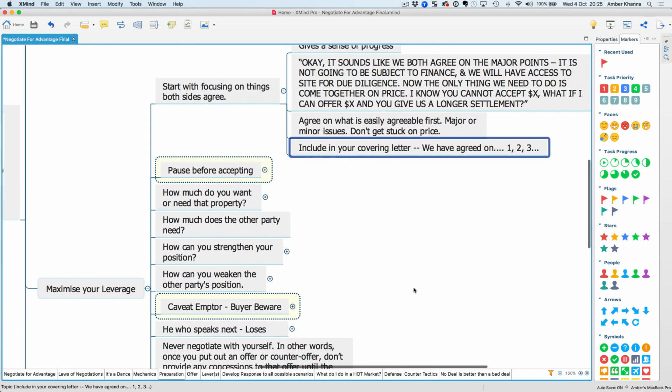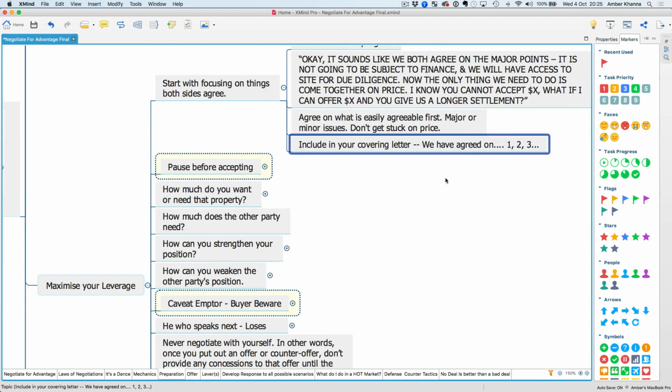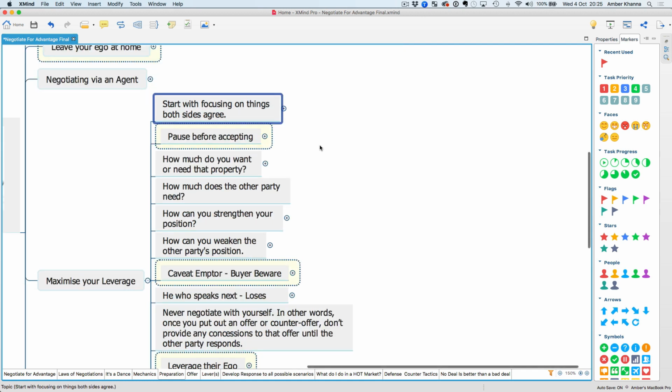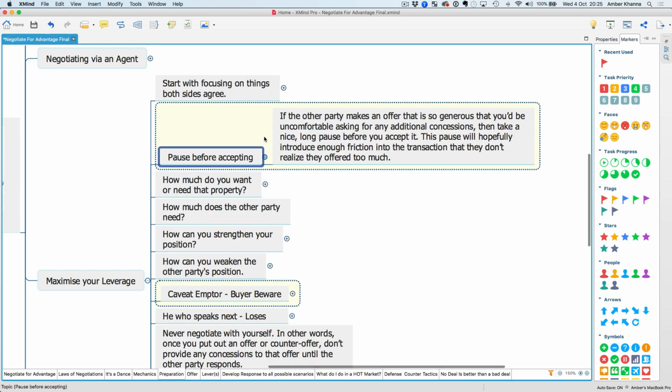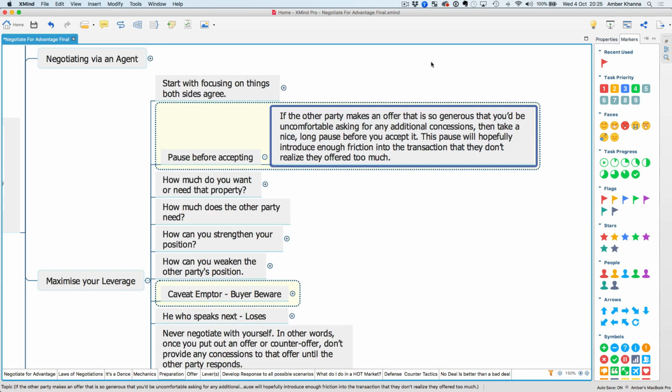You got to start with focusing on things both sides agree on. So give a sense of progress. Okay, it sounds like we both agree on the major points. It is not going to be subject to finance, and we will have access to the site for due diligence. So those are the 2 points that you agreed on already. Now the only thing that we need to do is come together on price. I know you cannot accept X dollars. What if I can offer you X and you give us a longer settlement?